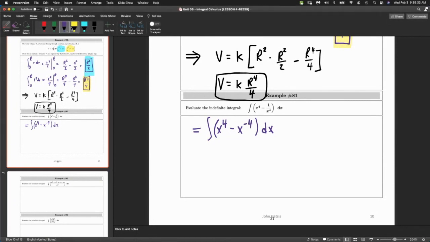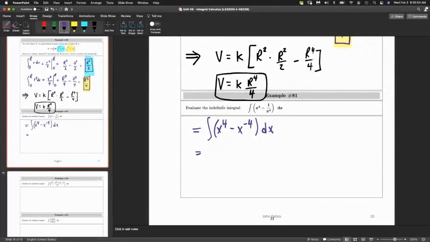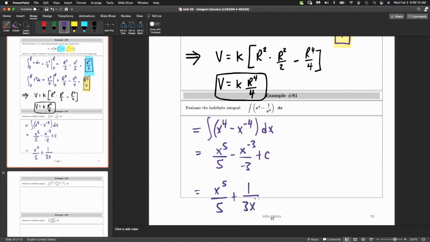Okay, so question 81. Let's do some review here. So we have x to the 4, that's x to the negative 4. We know that this can be a definite integral or an indefinite integral. In this case, it's indefinite, meaning that there's no numbers in the limits. So this kind of gets back to what we were doing in the past few weeks. So you're going to put the constant at the end. So that's x to the 5 over 5, and then you have x to the negative 3 over negative 3 plus c. So that's x to the 5 over 5, and then you have 1 over 3x cubed plus c.